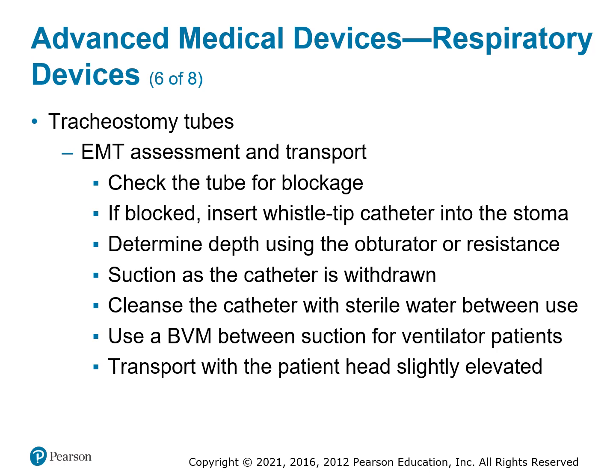So we're not suctioning the entire time from the time we're placing it to removing it. We'll place it, put our thumb over the hole. That's when the suction is going to start, and we will suction on the way out. Cleanse the catheter with sterile water between use. You can use a BVM between suction for ventilator patients, and then transport with the patient's head slightly elevated.